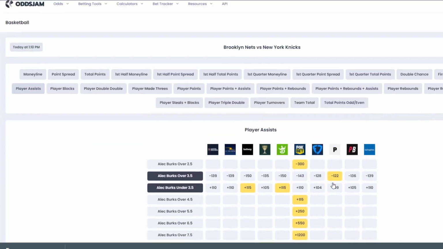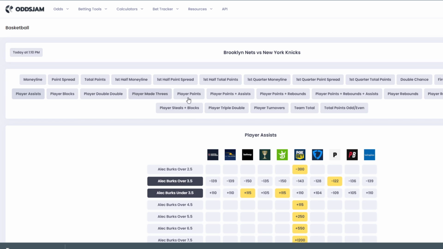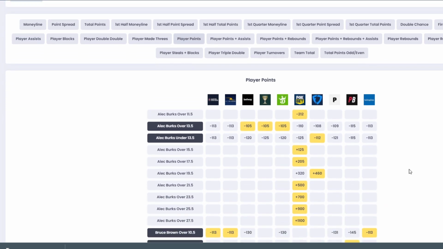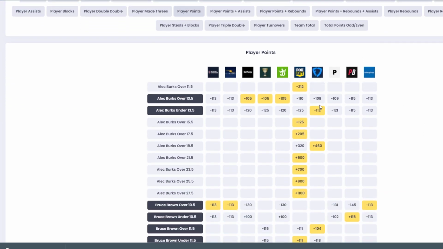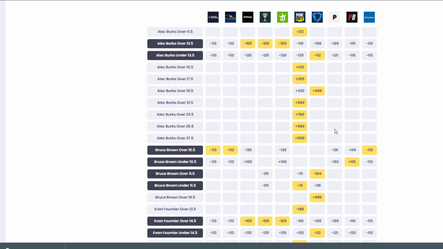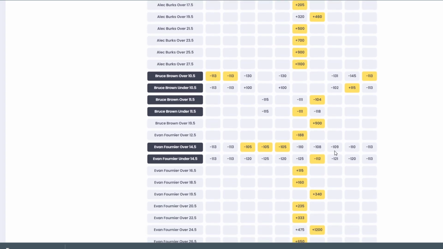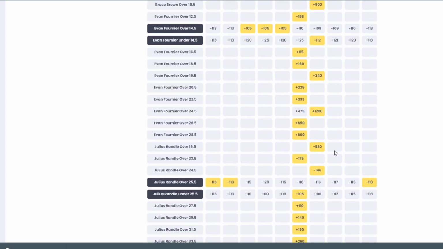Not a ton in assists. Let's come over and look at player points. Alex Burks again, minus 109. Not a ton there. Bruce Brown, here we go, minus 131. Barstool has it at minus 113. I kind of like this one as well at over 10.5 points. So again, you're getting about 18 cents on the dollar if you go play it at Barstool there, which is again a play that I do like this morning.